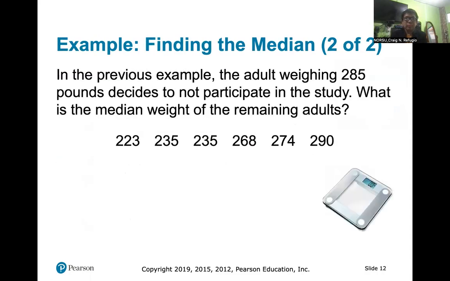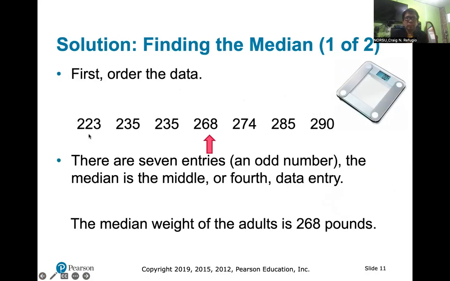So if we are going to look at here, we have 1, 2, 3, 4. That's actually the 4th item starting from the lowest one, or the 4th item starting from the highest one. 1, 2, 3, 4. How do we get 4? The total number of entries is 1, 2, 3, 4, 5, 6, 7.